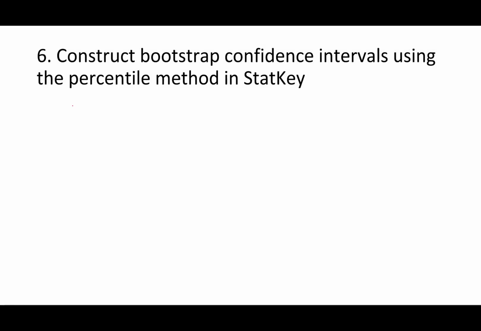Our sixth learning objective is to construct bootstrap confidence intervals using the percentile method in StatKey. This is my preferred method because it works with any bootstrap sampling distribution, even if it's not shaped like a normal distribution. The process for constructing the bootstrap sampling distribution will be the same here. The difference is that now we're going to find the boundaries that separate the middle 95% of the dots on our sampling distribution from the outer 5%. I'll take you back to StatKey now to walk through a few examples.